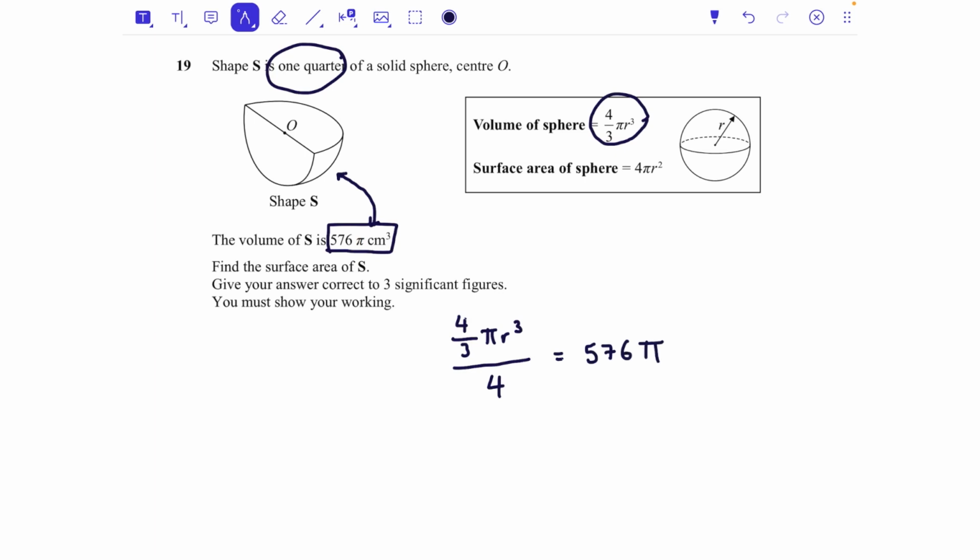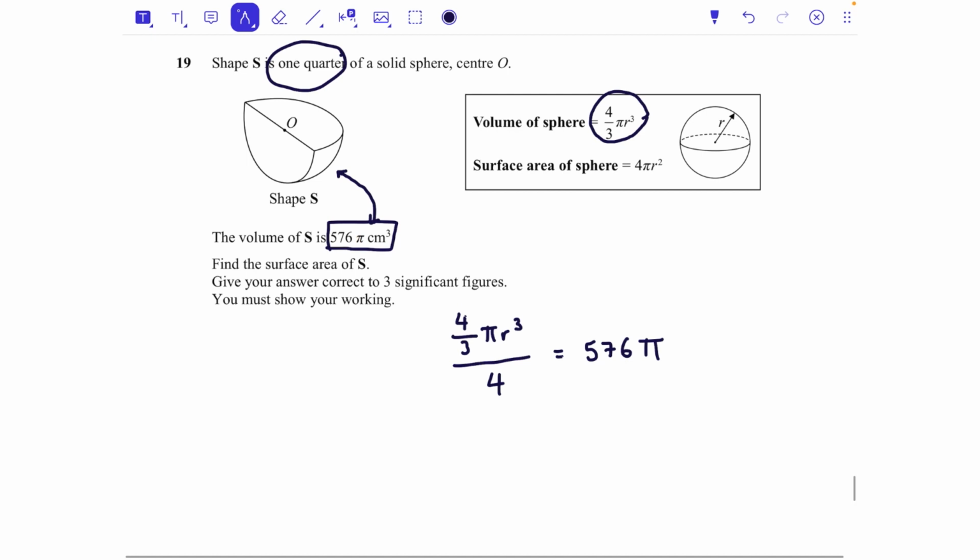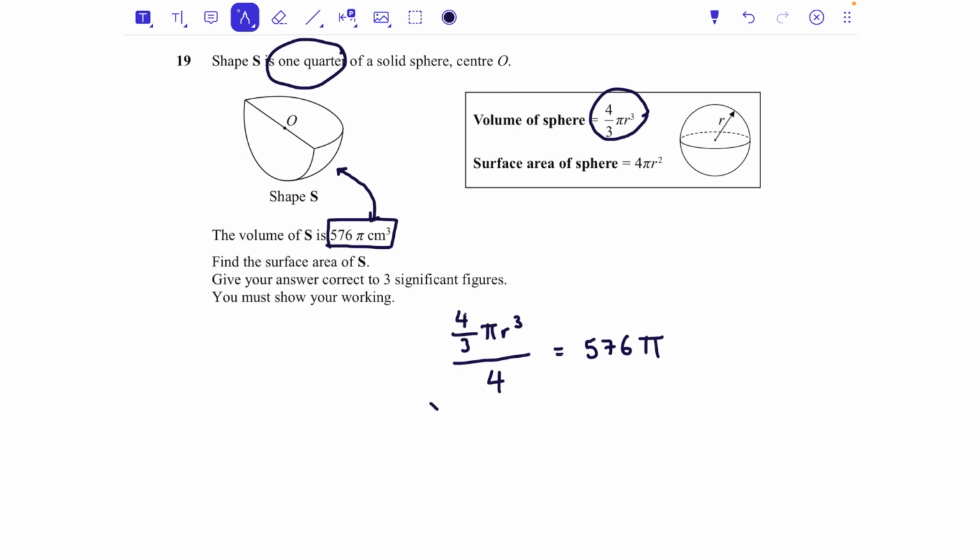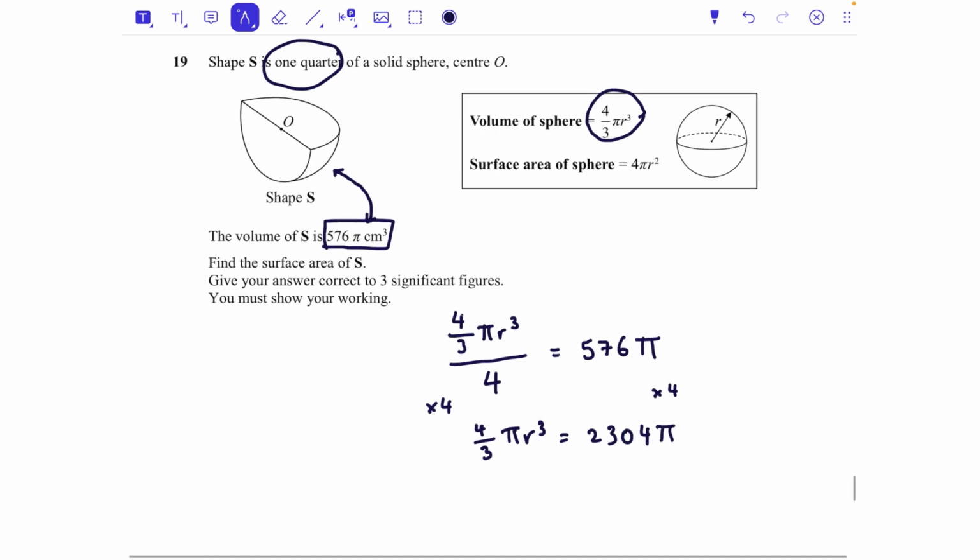So now we've got that information, we can work backwards and try and get what the radius was. So the first thing I'm going to do is times both sides by 4. So 4/3 pi r cubed equals, and I'm just going to times that by 4, and I'm going to leave it in terms of pi because there's no point getting that involved. And now I can divide both sides by pi, so let's just get rid of it like that. So 4/3 r cubed is 2,304.